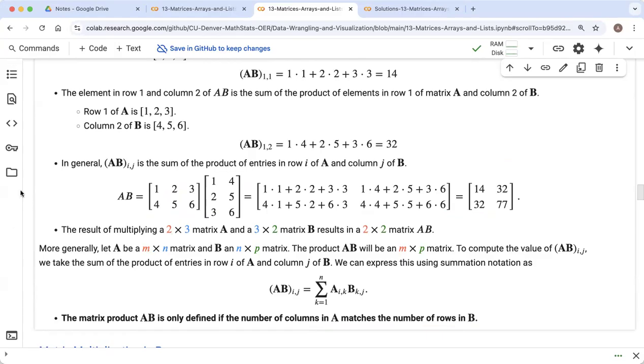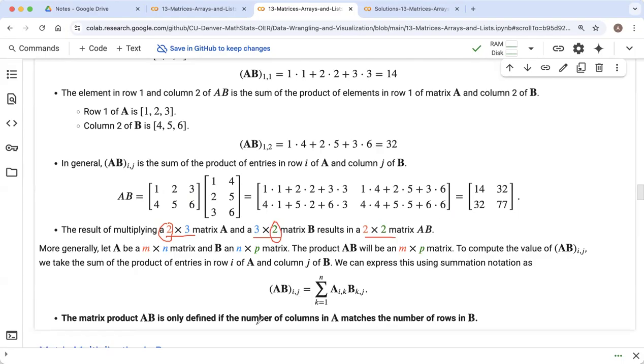And moreover, the size that we get in the end, we can figure out by looking at how many rows the first matrix had and how many columns the second matrix had. So when I take a 2 by 3 matrix and multiply it, in this case, by a 3 by 2 matrix, that results in a 2 by 2 matrix.